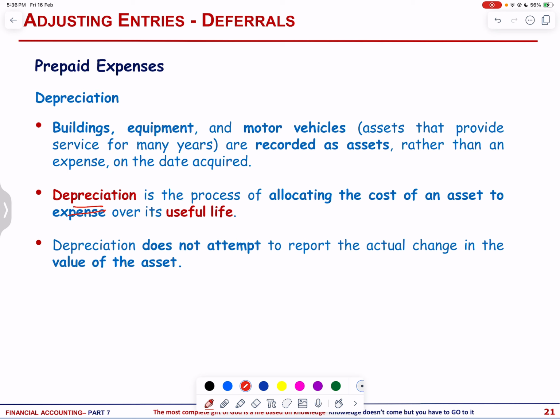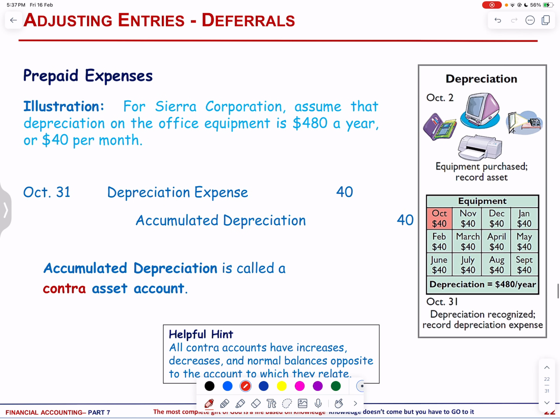Depreciation adjusts for the used portion of the asset's cost during the period and shows the remaining unused cost at the period's end. It's about allocating cost over time rather than reflecting the asset's actual change in value. So let us look into an illustration again. Here the Sarah Corporation assumed that depreciation on the office equipment is 480. So for 1 month it will be 480 divided by 12, that is 40 per month.